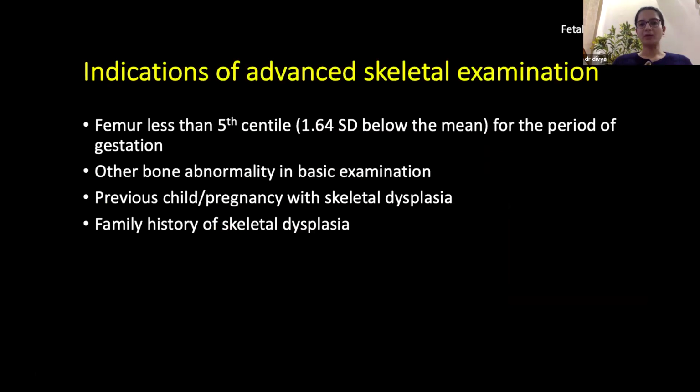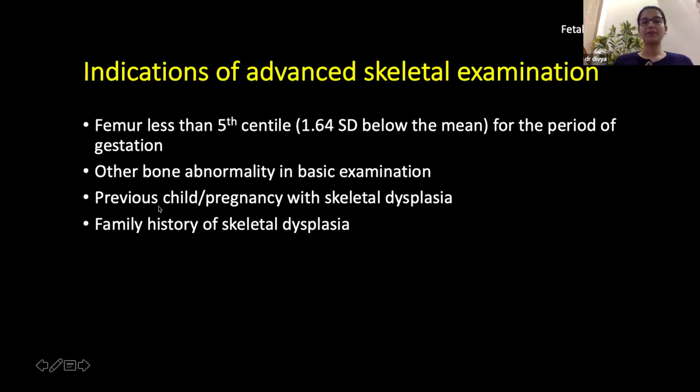When do we perform an advanced skeletal examination? The most common indication is when we see a femur less than 5th centile during the basic exam. And please remember that the 5th centile corresponds to 1.6 standard deviations below the mean. Also, if we see any other abnormality in the femur, for instance, bowing of the femur, or any abnormality in any of the other bones, that is what prompts us to do an advanced examination of the skeletal system.